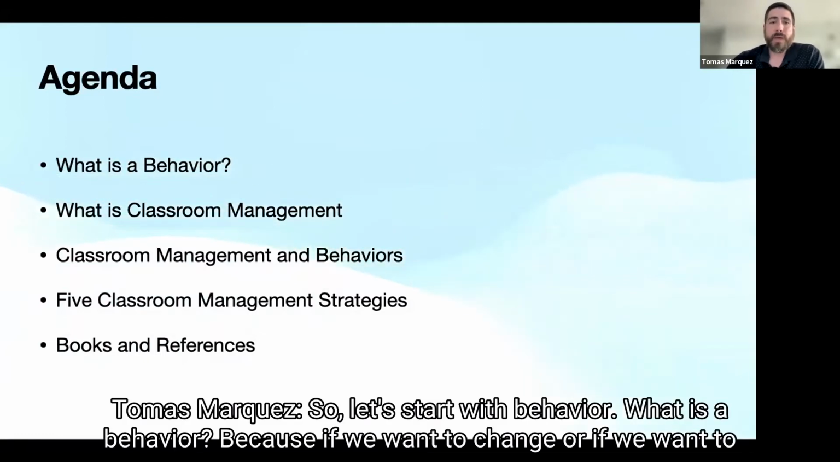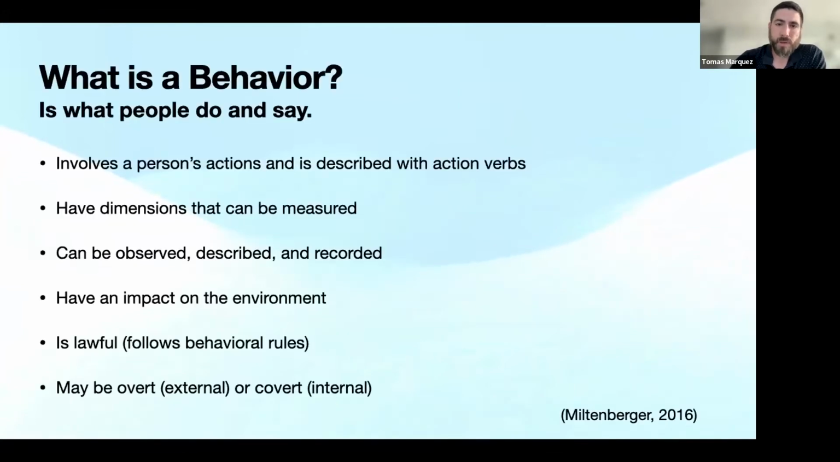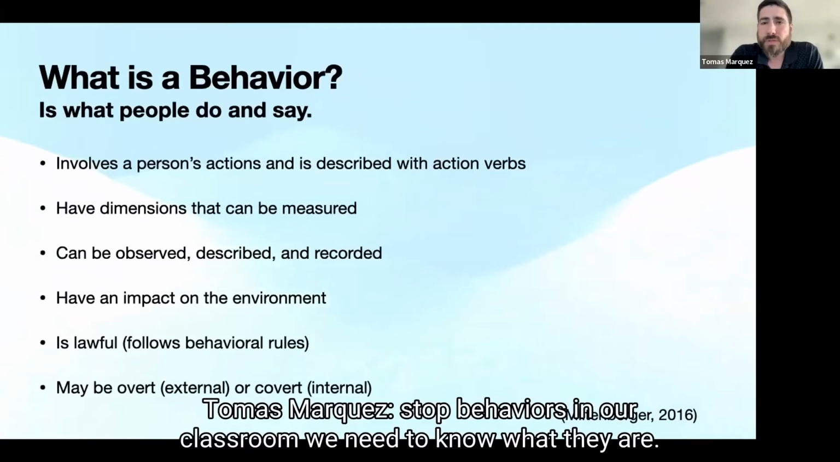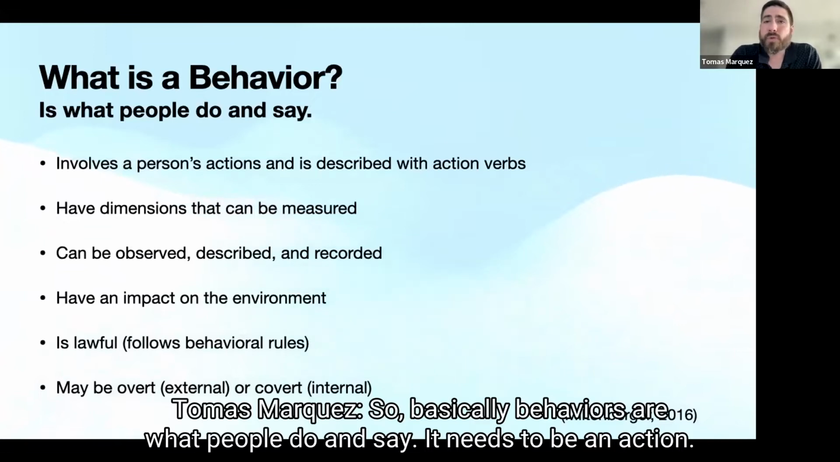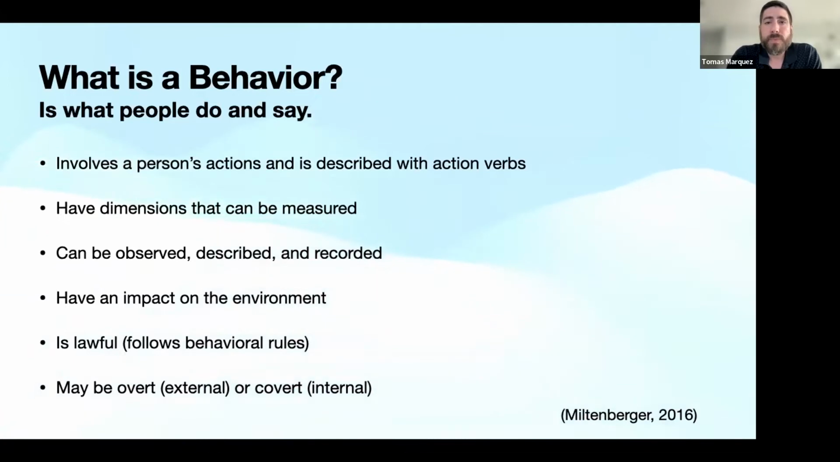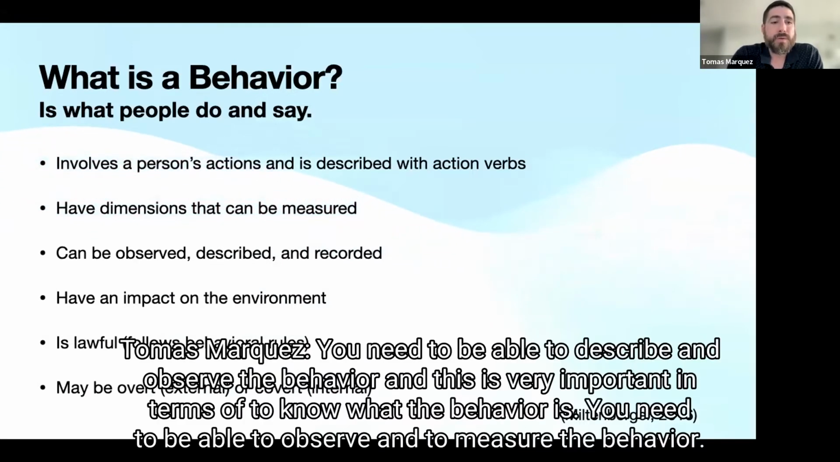So let's start with behavior. What is a behavior? Because if we want to change or stop behaviors in our classroom, we need to know what they are. So basically, behavior is what people do and say. It needs to be an action, a person's action, and has to be measurable. You need to be able to describe and observe the behavior.